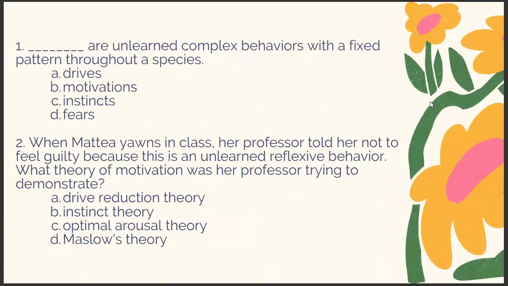Okay, let's go through a long review. We've got 11 questions. So blank are unlearned complex behaviors with a fixed pattern throughout a species. That would be C, instincts. Number 2, when Matea yawns in class, her professor told her not to feel guilty because this is an unlearned reflexive behavior. What theory of motivation was her professor trying to demonstrate? B, instinct theory. It's not learned.